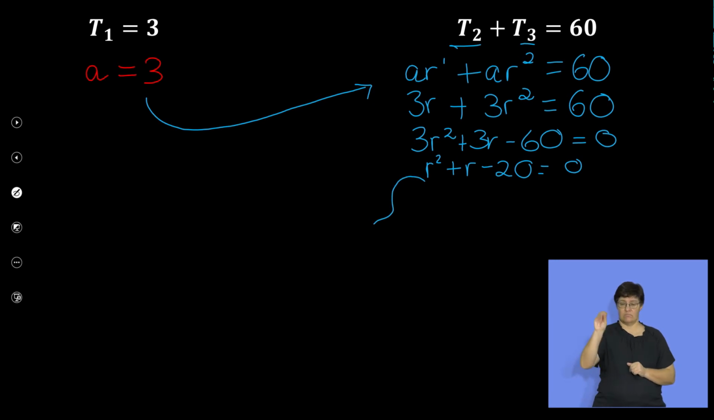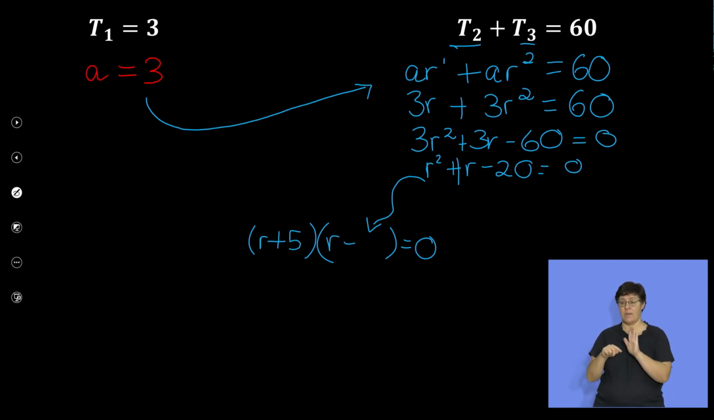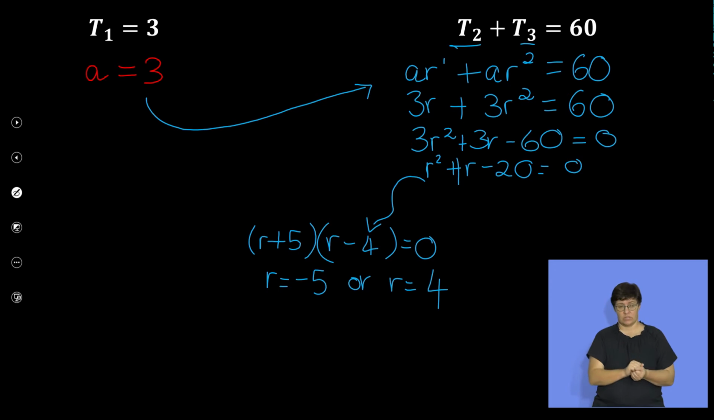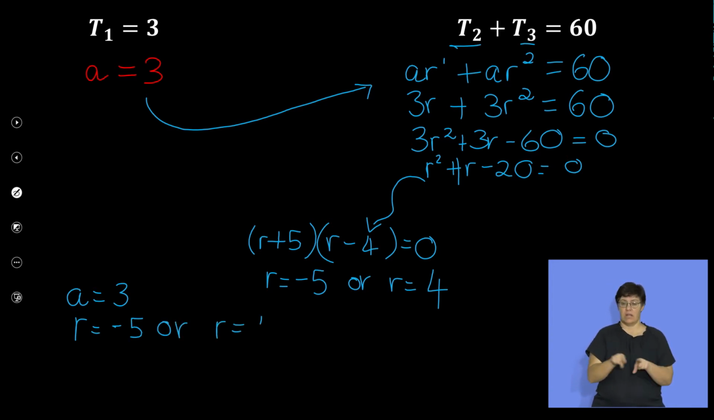Guys, I'm just going to move down here so I don't block anything. So if I factorize this quadratic equation, I'm looking for the factors of 20 that can create positive 1. So hopefully everyone will agree with me that I'm going to have R plus 5 and R minus 4. So this means that R will be equal to negative 5 or R will be equal to 4. So if I want to write a nice conclusion, I'm going to have A is equal to 3 and R is equal to negative 5 or R is equal to 4.